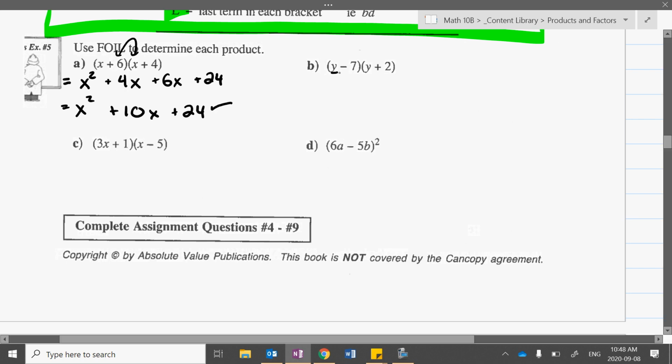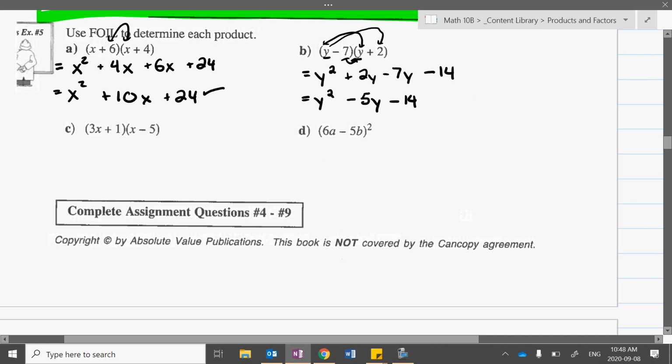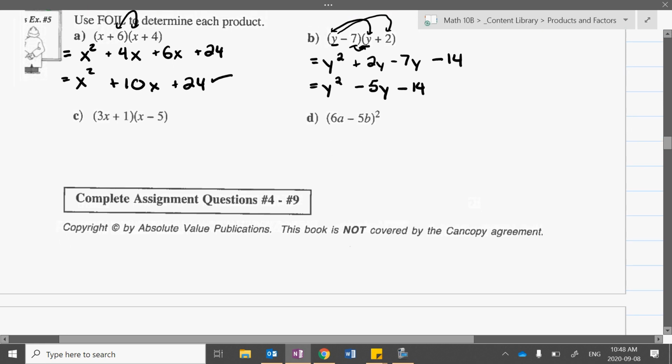On B, y times y gives us y squared. So that was our firsts. And then I have outer, y times 2, so that's positive 2y. Inner gives us minus 7y, and then last is minus 14. 2 minus 7 gives us what? -5, right on. Y minus 14. So questions like this, I find it more helpful to write it out. It just prevents you from making a mistake. Easy to forget that it was a -7 versus a +7.